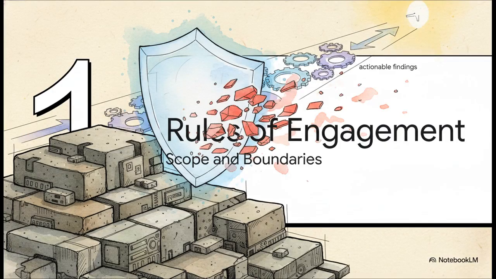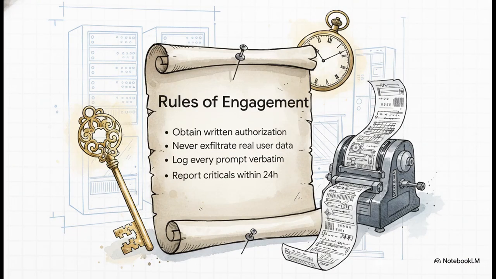Starting off with Section 1, Rules of GenAI Engagement, focusing on scope and boundaries. So, before you even think about touching a keyboard, the playbook lays out some absolute non-negotiable rules of engagement. Now, traditional pen testing rules apply perfectly here. You know the drill: obtain written authorization, test in staging, report criticals within 24 hours. But here's the crucial twist for GenAI. You must log every single prompt and response verbatim. Seriously, if you can't reproduce the exact input, developers literally cannot fix the vulnerability.